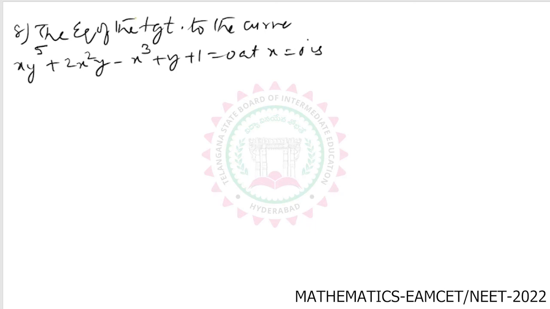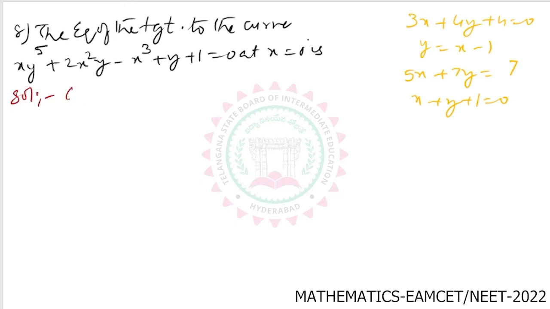The options given are, the first option is 3x plus 4y plus 4 is equal to 0. Second option is y equal to x minus 1. Third option is 5x plus 7y is equal to minus 7. And the fourth option is x plus y plus 1 is equal to 0. Okay. Now, write down the solution.